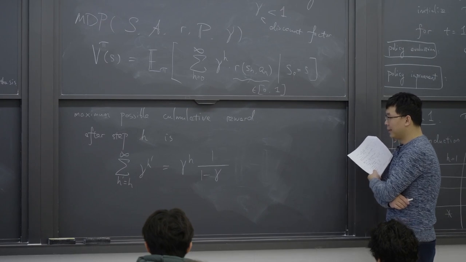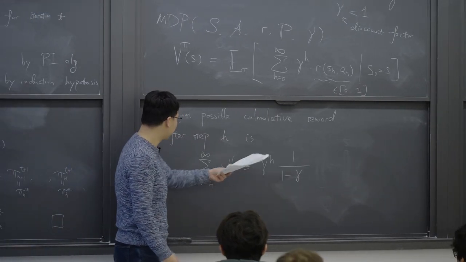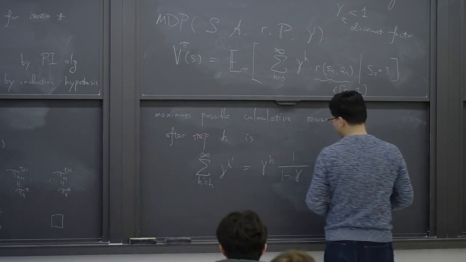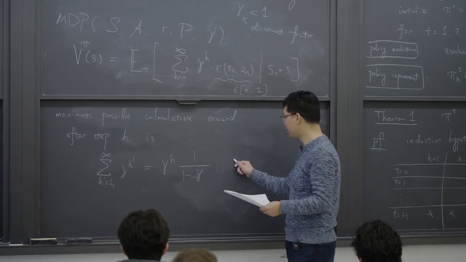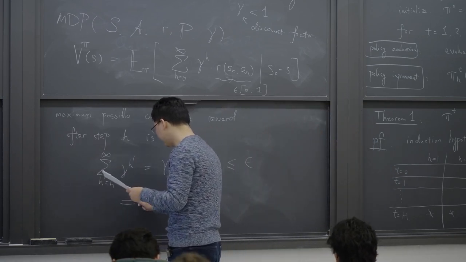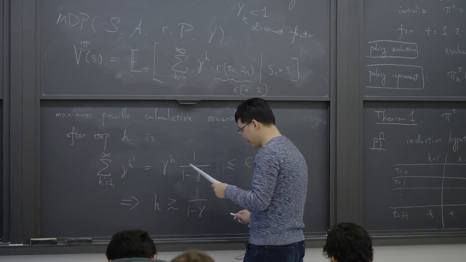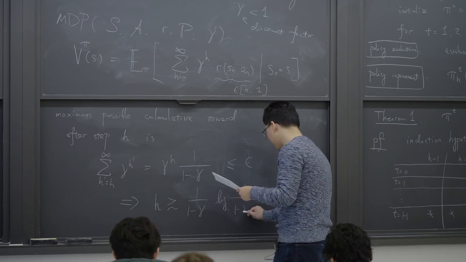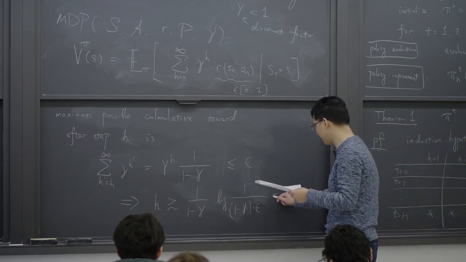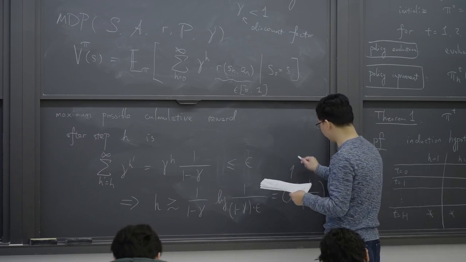We can clearly see that because gamma is strictly smaller than one, the cumulative reward after step h is geometrically decreasing. It decreases extremely fast. So we can essentially count how many steps are needed. For example, if I want all the remaining possible cumulative reward to be smaller than epsilon, it turns out you can solve this as long as h is greater than or equal to some constant times 1 over 1 minus gamma times log of 1 over (1 minus gamma) times epsilon, which up to a logarithmic factor is equal to 1 over 1 minus gamma. So this is up to a log factor.